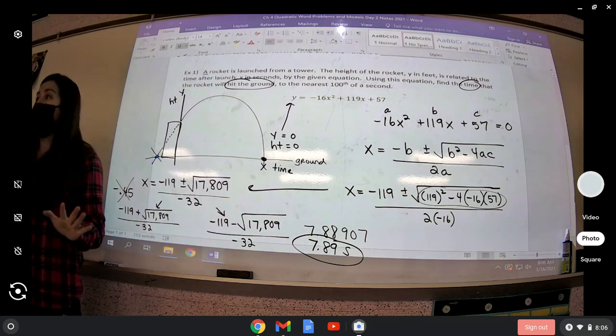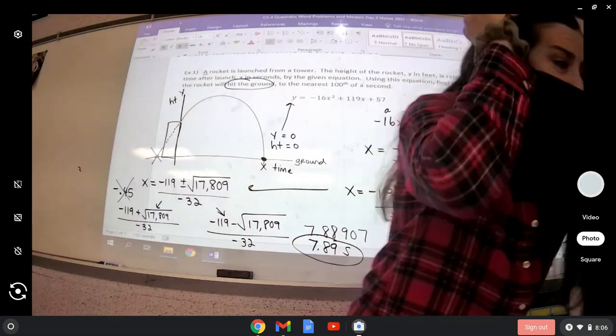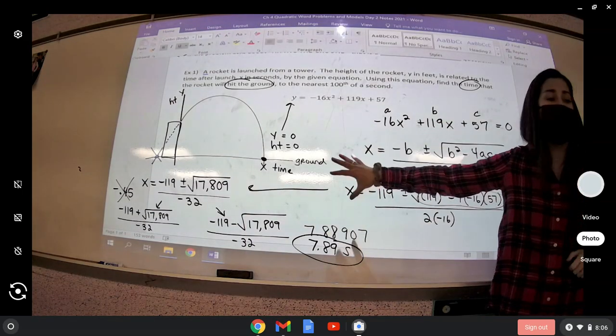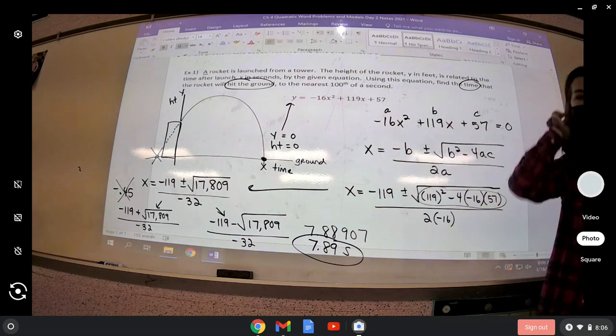Does that make sense? Everybody good? At home, are you guys okay with that? Yes? Okay. So that's one of the hitting the ground examples where you have to use the quadratic formula.